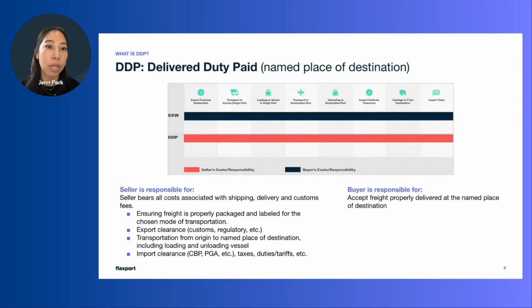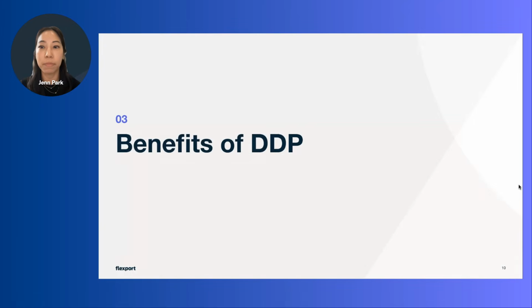So they'll be responsible for the freight. They'll be responsible for export clearance in the origin country, the transportation, but also import clearance in the destination country. And I would say, for purposes of this webinar, we'll be focusing on destination as the US. For the buyer, you'll notice that all they have to do is accept the goods. So they have no responsibility until the goods arrive at that named place of destination, which is just receiving the goods. All right, and if we go to the next slide.